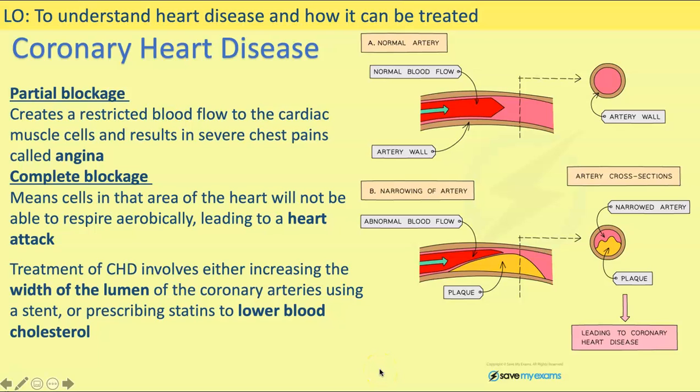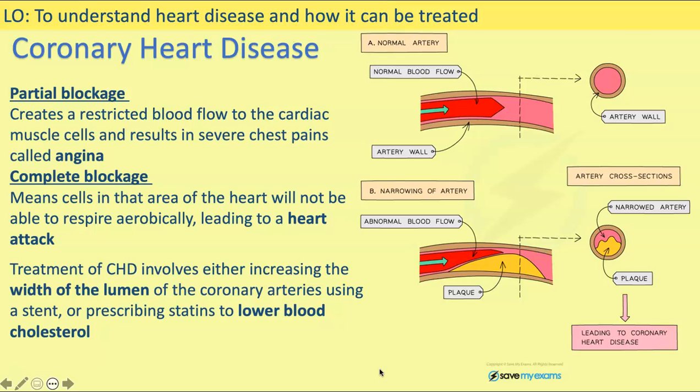You can have a partial blockage of the artery, so it restricts the blood flow to the cardiac muscle cells. It results in severe chest pains called angina. If you have a complete blockage, that means that cells in an area of the heart will not be able to respire aerobically. So they won't get enough oxygen to allow them to respire aerobically, which can lead to a heart attack. It causes the heart cells to die.